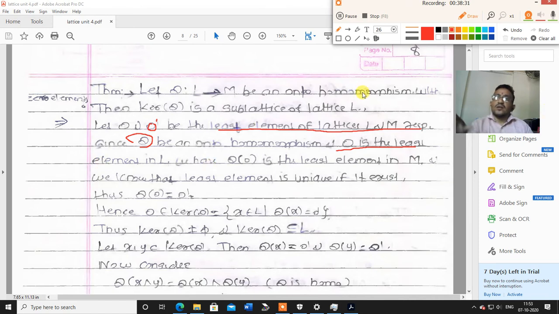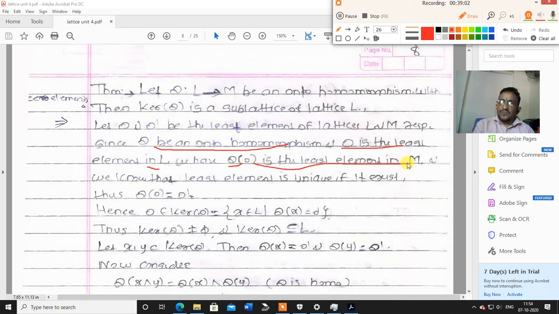In the previous theorem we saw that if theta is an onto homomorphism and L has a least element, then the least element of M is the image of the least element. Which is important. So since theta is the onto homomorphism and 0 is the least element in lattice L, we have theta of 0 is the least element in lattice M.